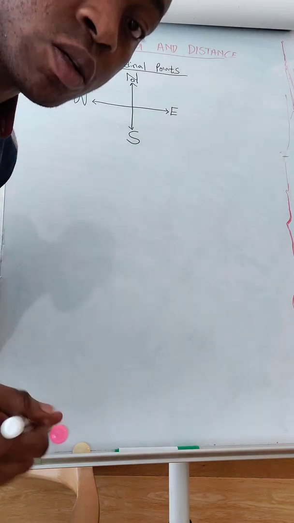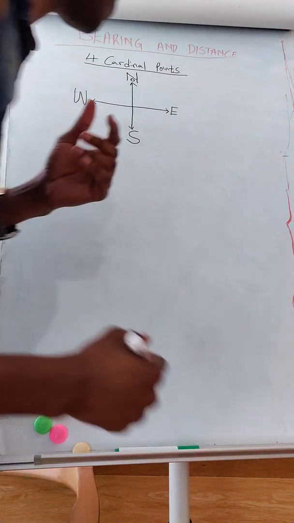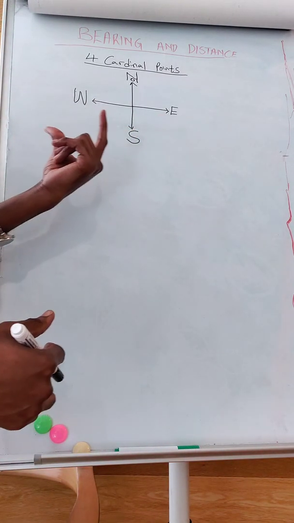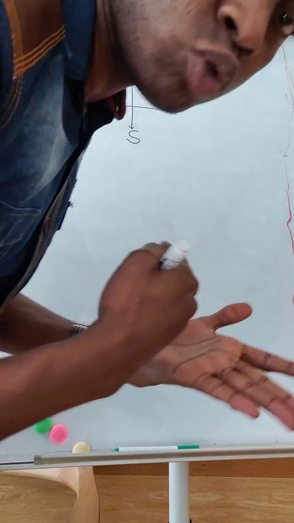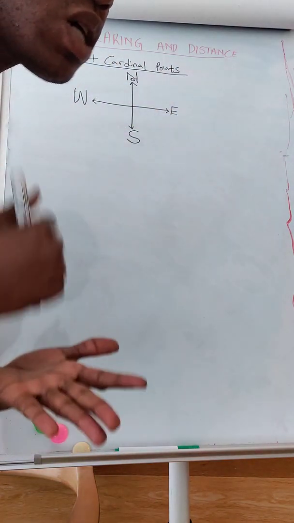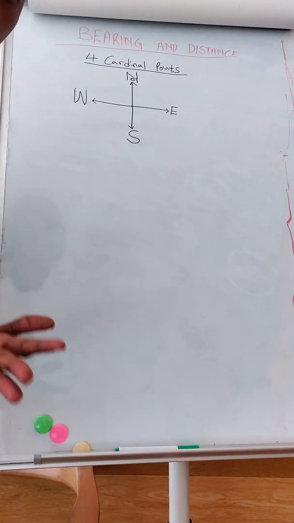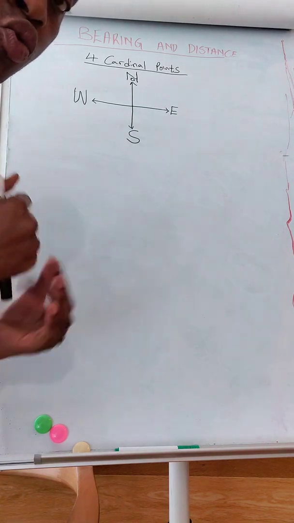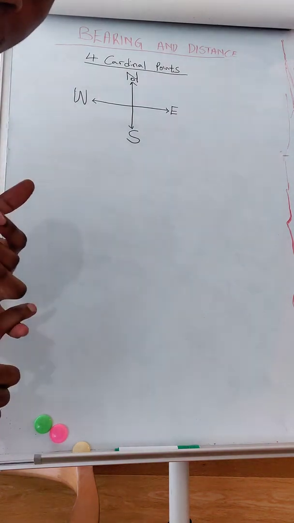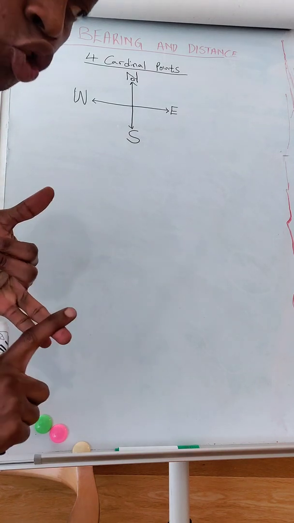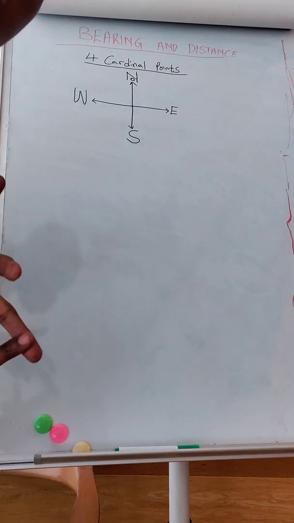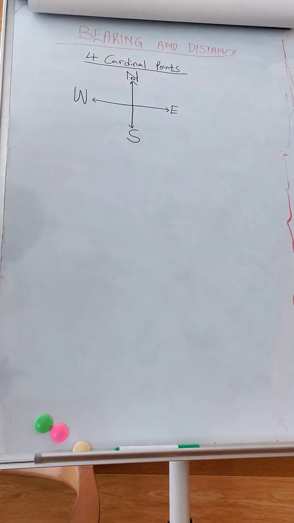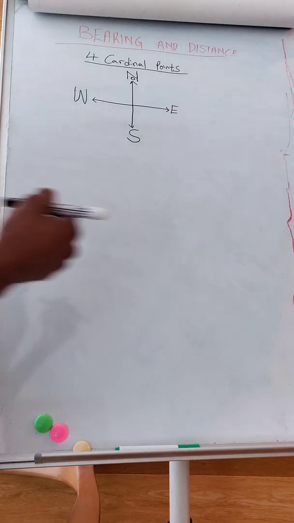Today we continue with our bearing and distance. In this video, like I promised you, I'm going to make some short videos on some basic things that you need to know. One of them is the 4 cardinal points, which I'm going to explain: how to draw them, how to get the direction when you are confused, how to name it, and how to move on the 4 cardinal points.